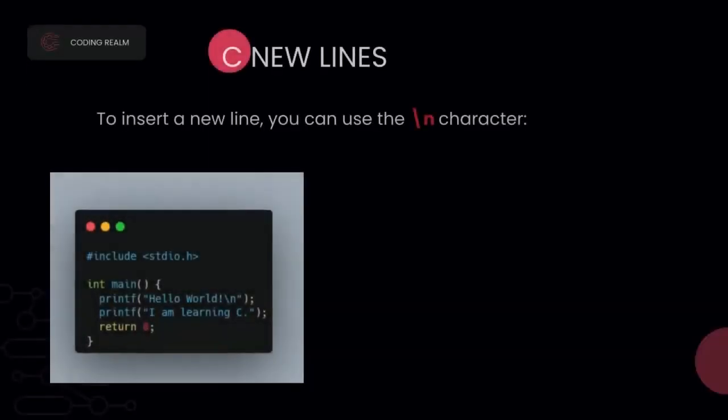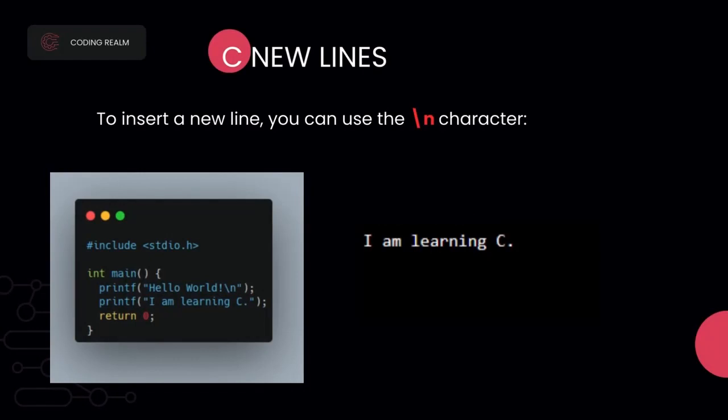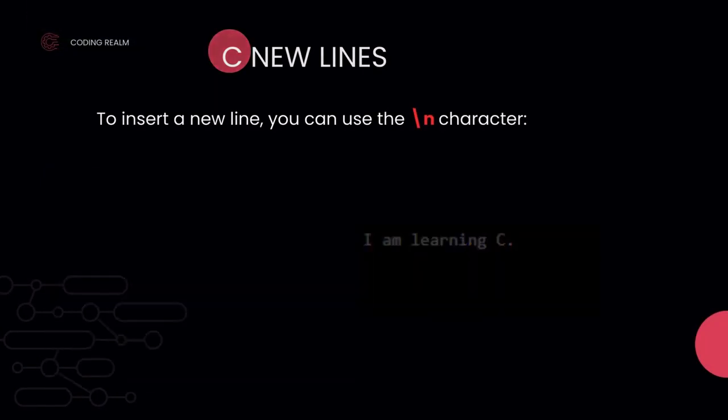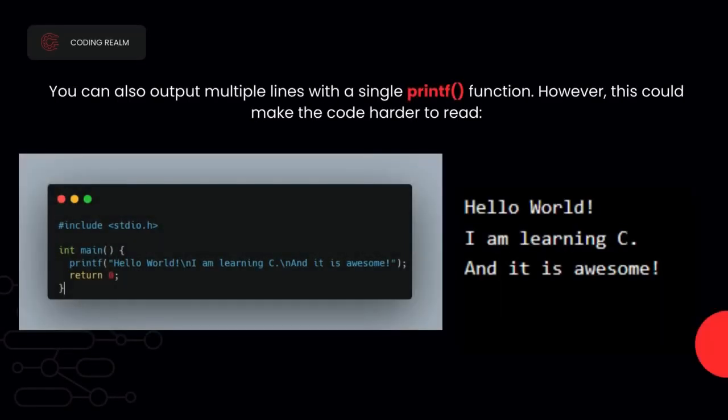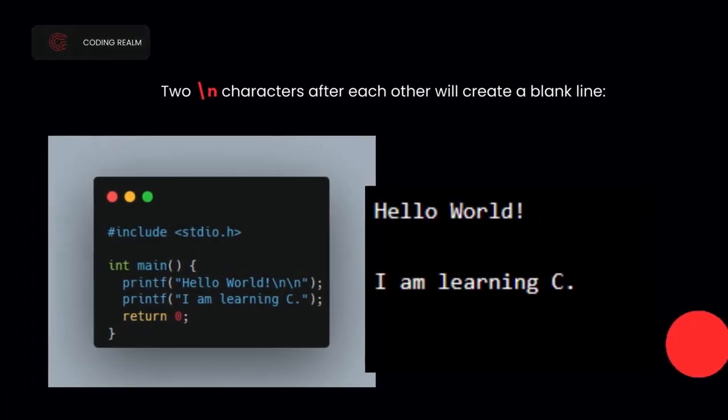How to insert a new line? To insert a new line, you can use the \n character, like in this example where I put the new line after the Hello World. You can also output multiple lines with a single printf function. However, this could make the code harder to read. Two \n characters after each other will create a blank line.